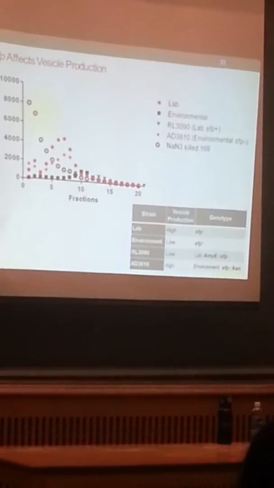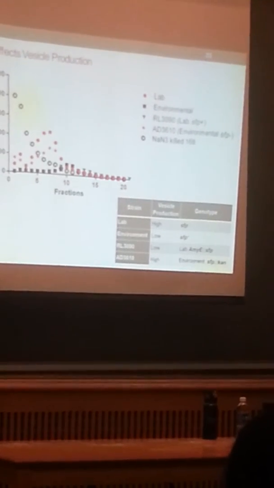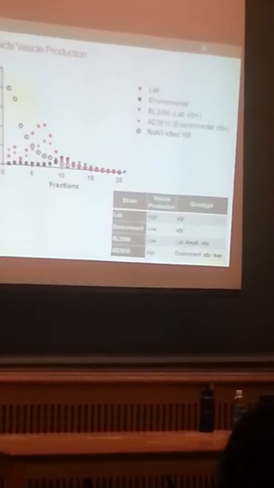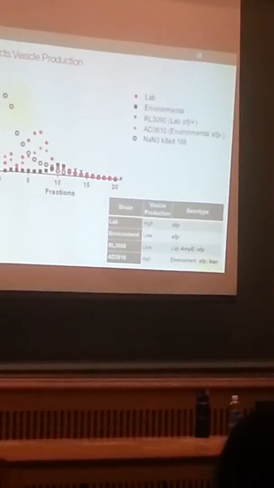So we'll start with the last strain. As I mentioned before, it produces more vesicles, so we see that. We see it much higher than the others. And then we have the environmental, which is the black squares. It's very low. So this is great. It also boosts what I've seen with the other.